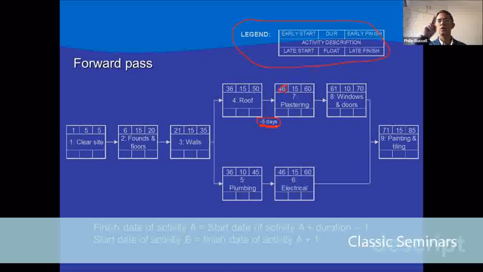Let's pause that chain and we go down below to the bottom chain. We start the plumbing activity 5 at an early start of 36, plus the 10-day duration for plumbing gives us 46, minus 1 gives us an early finish for plumbing of 45. 45 plus 1 will give us the early start date for box 6 electrical. 46 plus 15, which is the duration, will give us a total of 61, minus 1 is 60, which is the early finish for electrical.